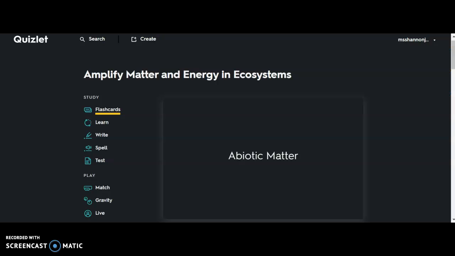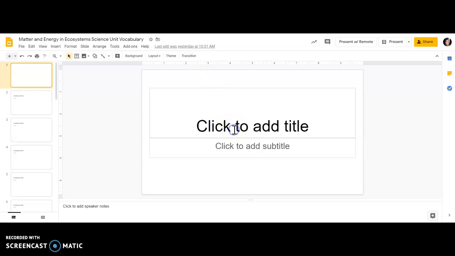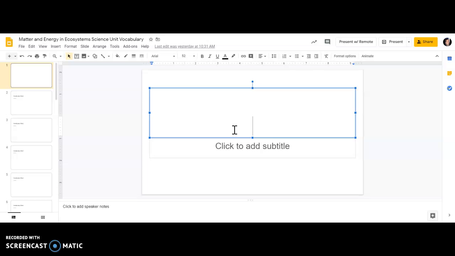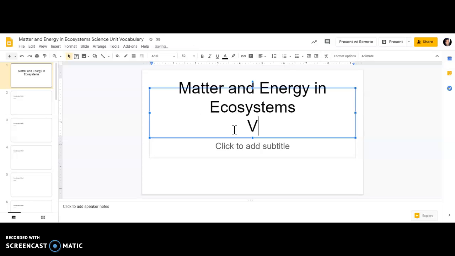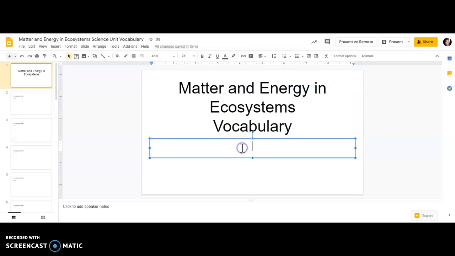So I'm going to start here. I see that I have my title for these vocab words. So it's matter and energy in ecosystems. What I'm going to do is type that into my title right here. So matter, capital letter, Matter and energy in ecosystems. And then I'm going to type vocabulary. And then down here, I'm going to write my name.